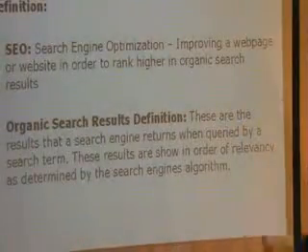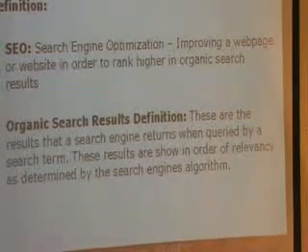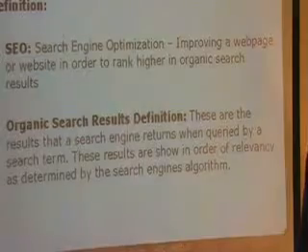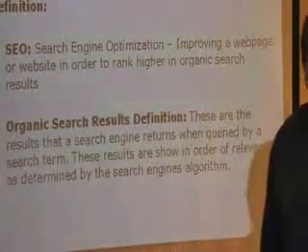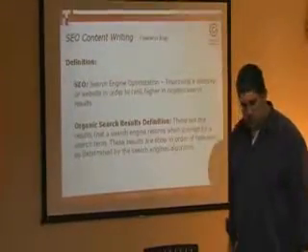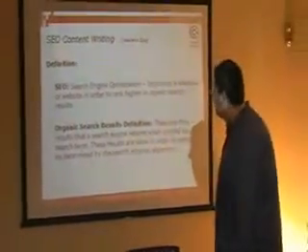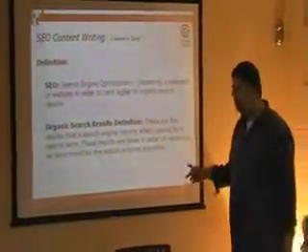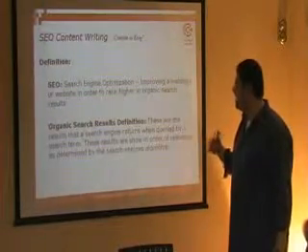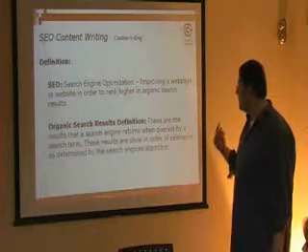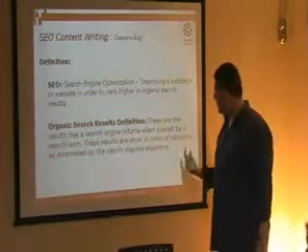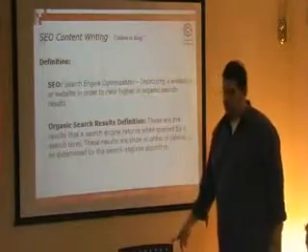SEO, search engine optimization, is improving a web page or website in order to rank higher in the organic search results. We discussed organic search results: the results the search engine returns when queried by a search term. These are the results shown in order of relevancy as determined by a search engine algorithm.